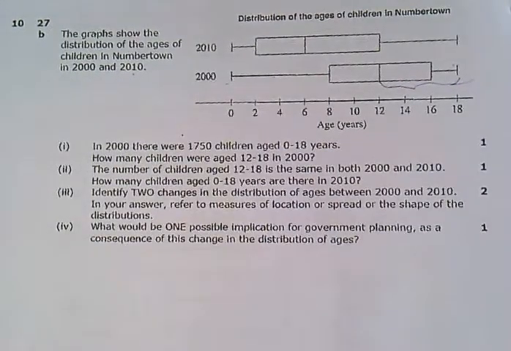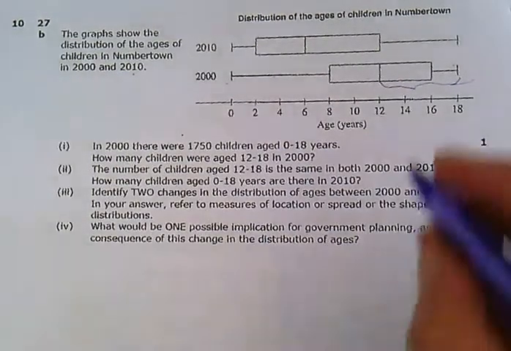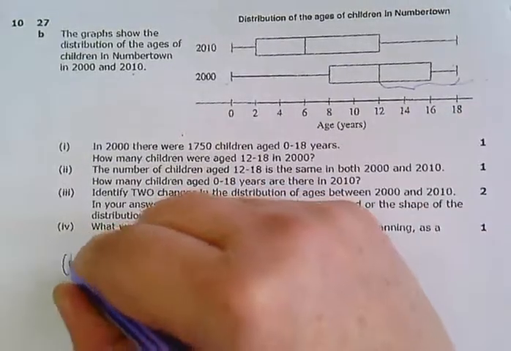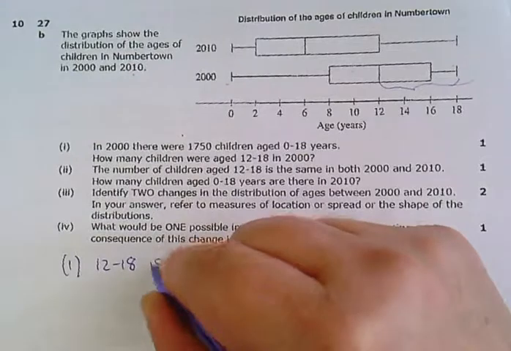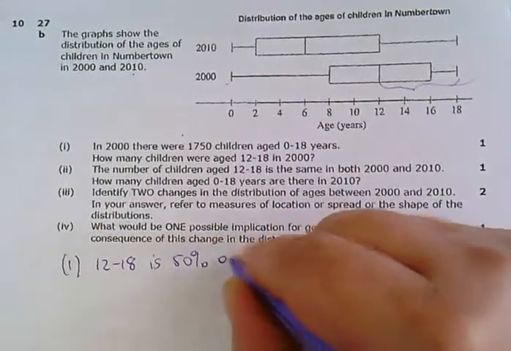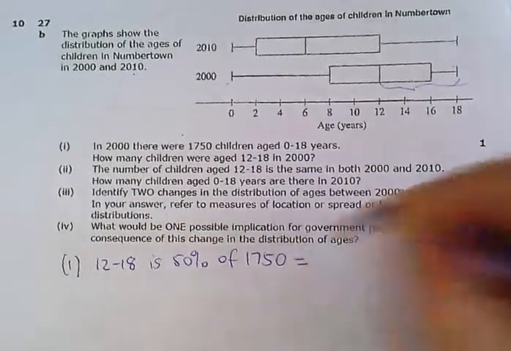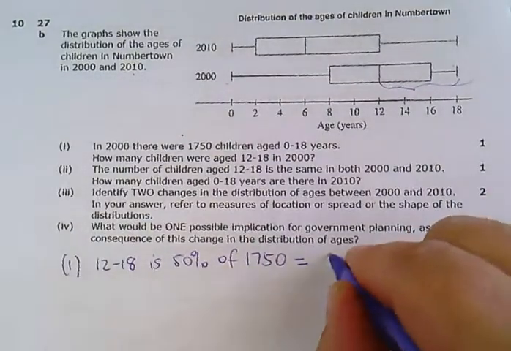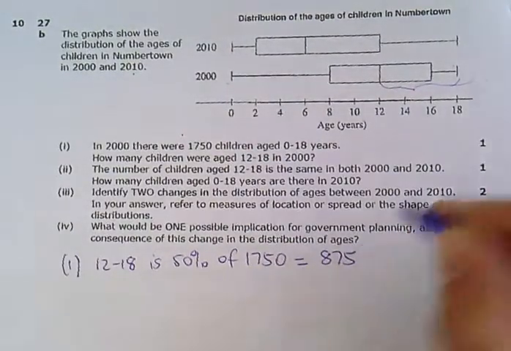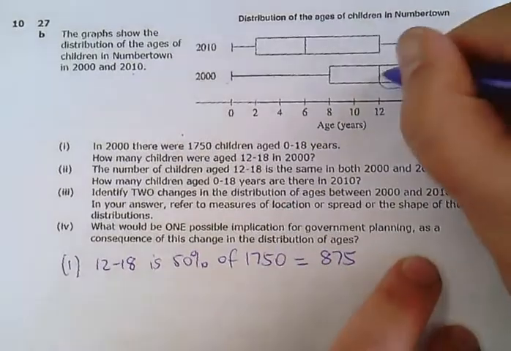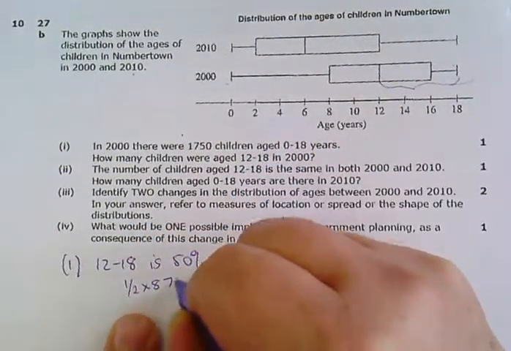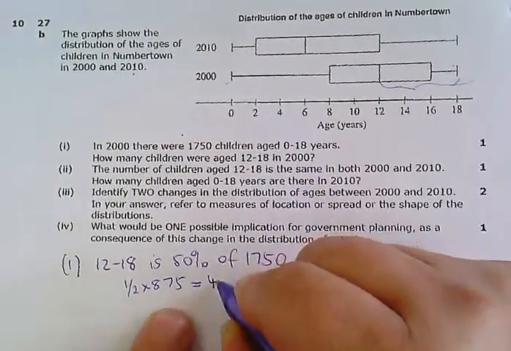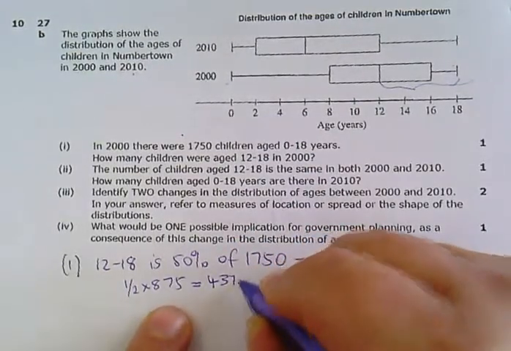I'd be working out what each section is. From 12 to 18, it's 50%. So 12 to 18 is 50% of the 1,750 kids. In other words, half of them, which is 875. Now, if there's 875 from there to there, can we do half of 875 as well, which is 437.5.